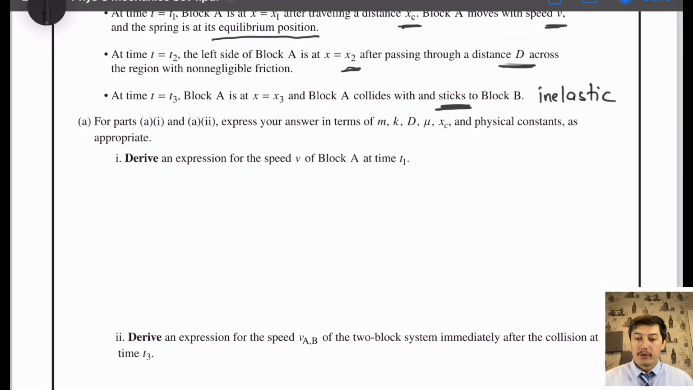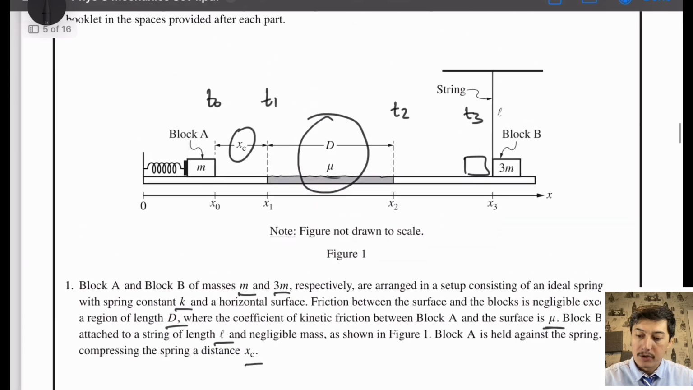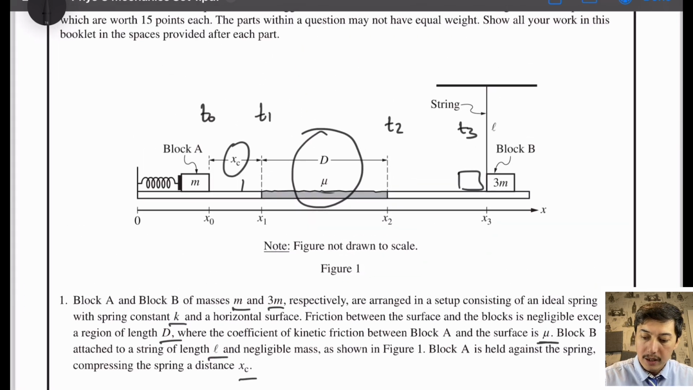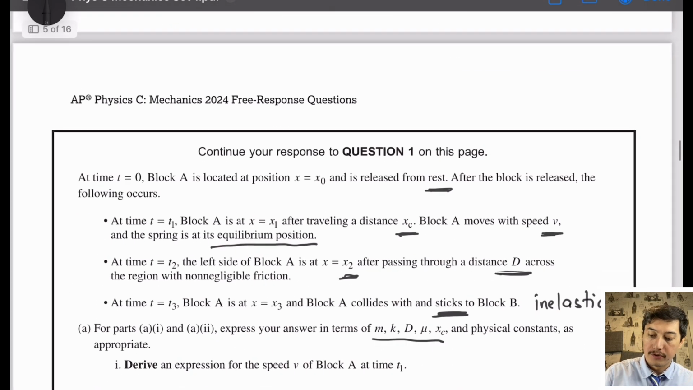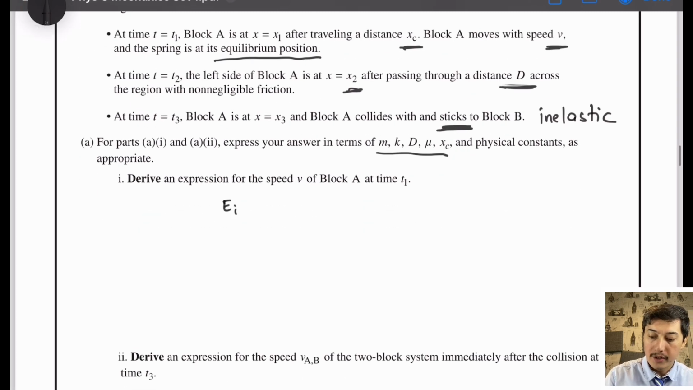For parts A1 and 2, express your answer in terms of givens and physical constants as appropriate. Derive an expression for the speed v of block A at time t1. Again, let's look at the figure. At time t1, our block A is going to reach x1, but it doesn't enter the region with friction. It just touched the region, but didn't enter yet. At this point, we can see that the spring potential energy is converted to kinetic energy of the block. So we can use conservation of energy.